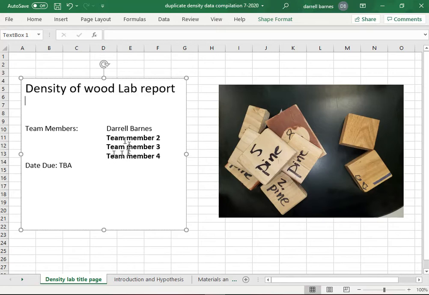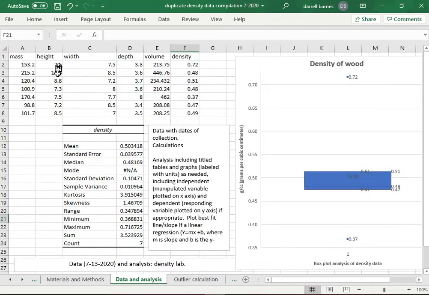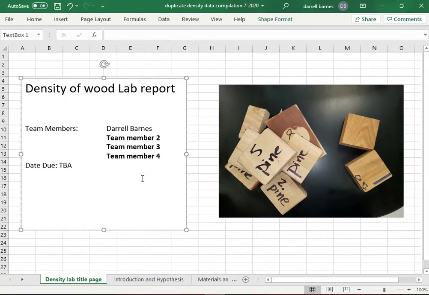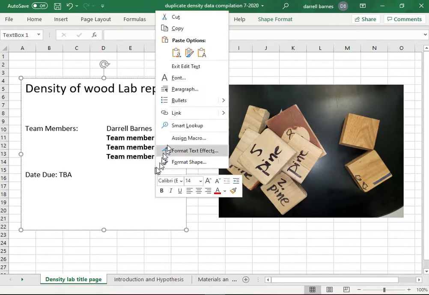Another thing that I wanted you to notice is I had written team member 234 down here, but the truth is, let's go to the data collection. There were actually 1, 2, 3, 4, 5. There were 7 people that contributed to this. So I think that I should go back and let's duplicate this right here. Let's copy that and let's paste it again.